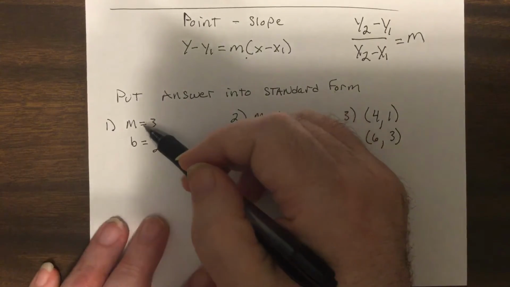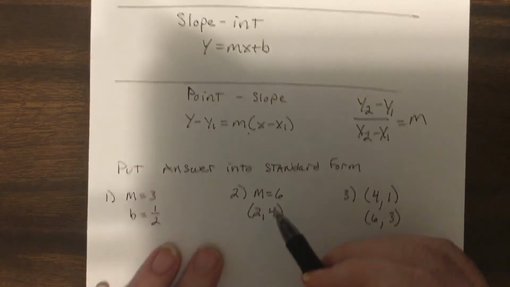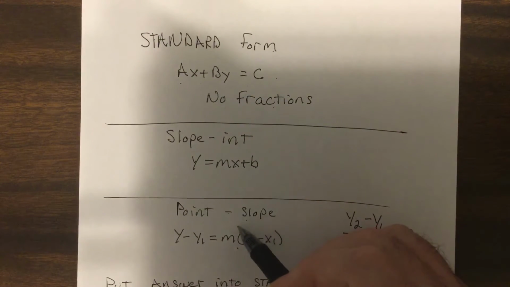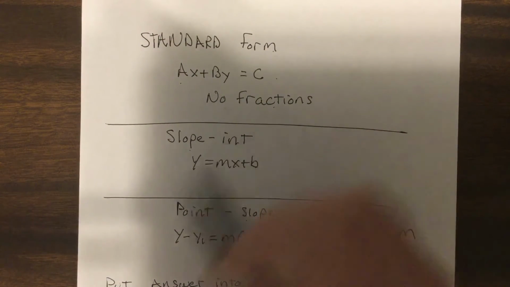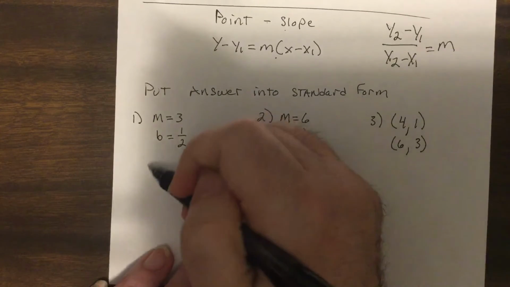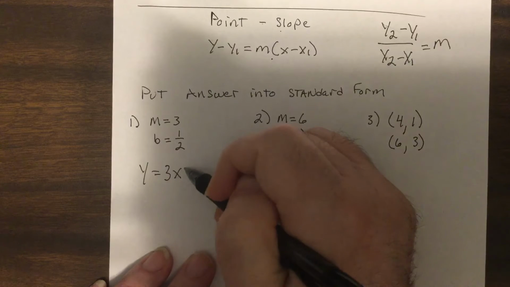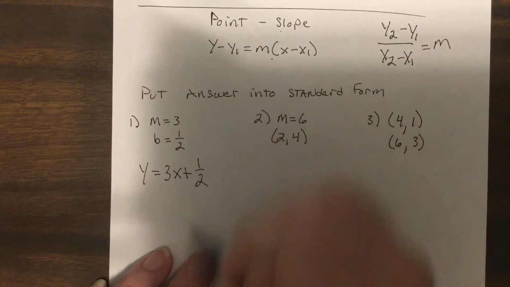So I'm given the slope and an intercept. So what would I start with? Standard, no. Point-slope, no. Slope-intercept, yes. So you go y equals slope x plus a y-intercept.